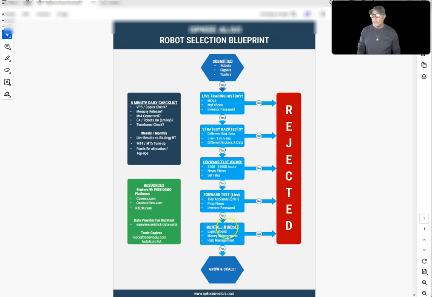All right. So sometimes I'll just skip it. I'll skip the forward test demo and go straight to the forward test live. And these are the results that we're getting. And it's just that simple.